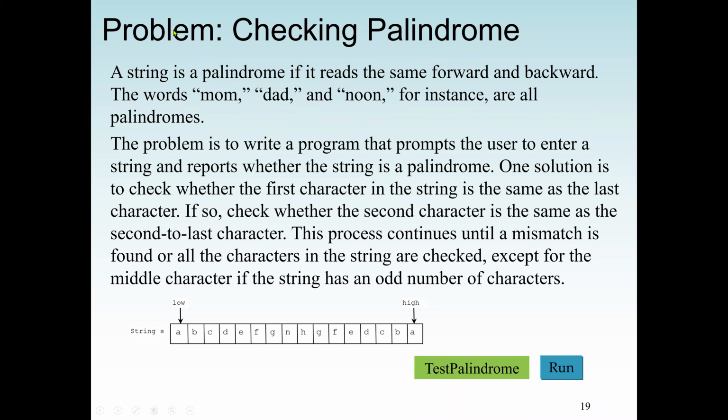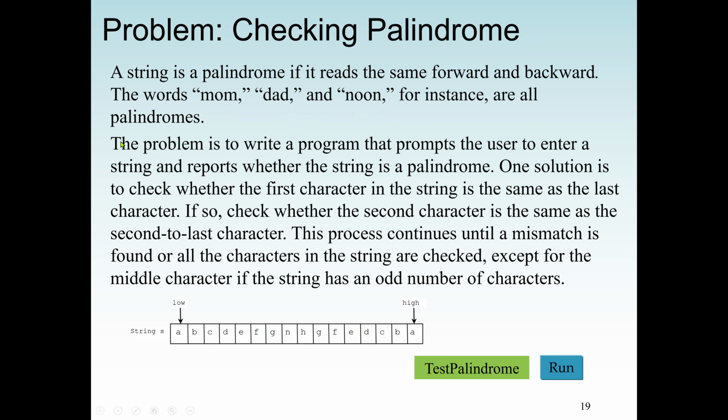Also, we are going to check if a user enters a palindrome. A palindrome is a string that, if you read it from left to right or right to left, is the same. So we have the definition here. A string is a palindrome if it reads the same forward and backward. For example, mom, M-O-M, forward, backward, the same thing. Dad, D-A-D, or noon, N-O-O-N. If I spell it backward, it's the same thing. So a palindrome is any string or word that reads the same forward and backward.